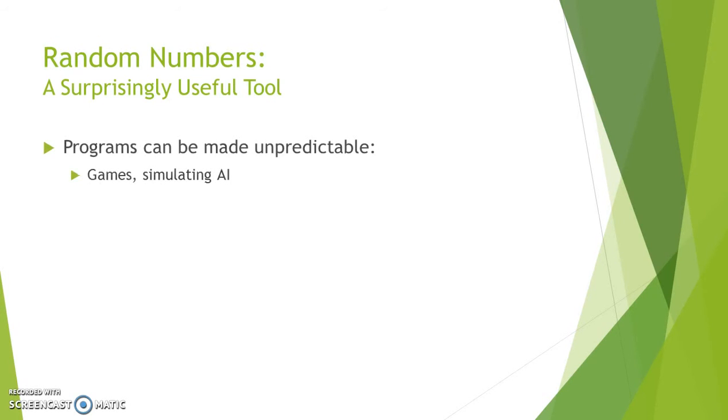We can use them to make programs unpredictable. So we can use them, for example, in games. We can use them to simulate opponents. We can use them to create opponents that are imperfect, having them make mistakes once in a while. We can make opponents unpredictable, where the opponents will do something different the next time that you face them. We can also use them to test hypothetical situations. So we can use them to approach given problems.